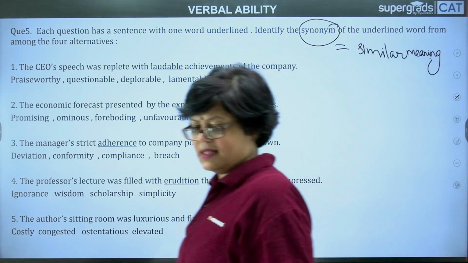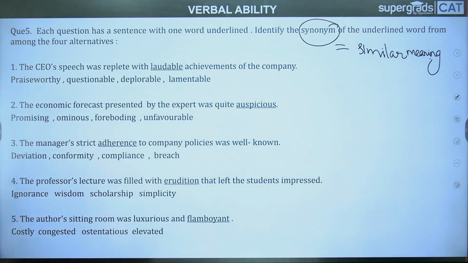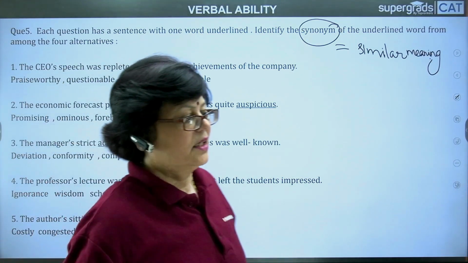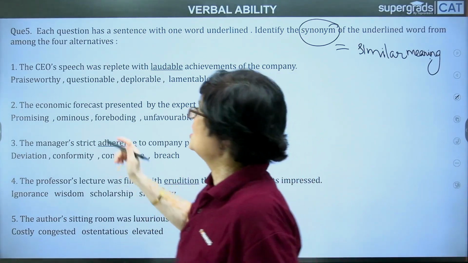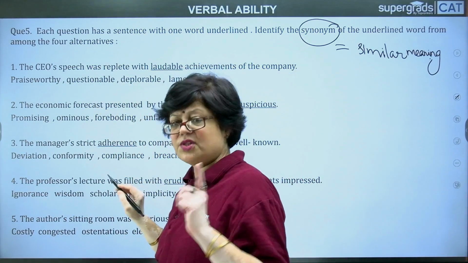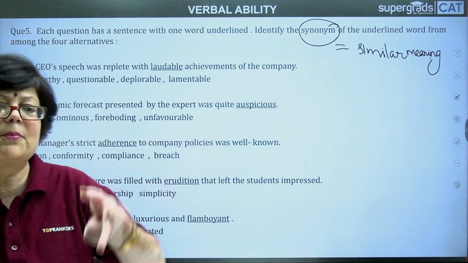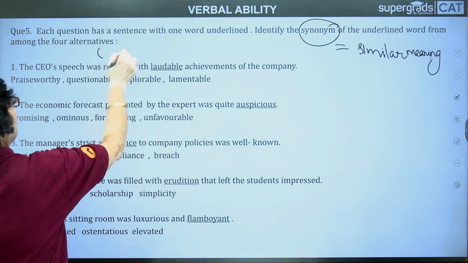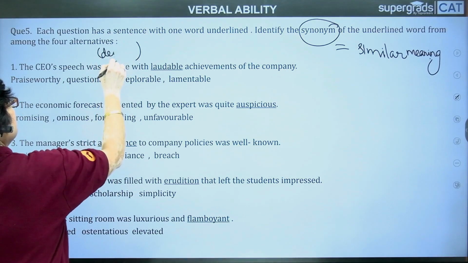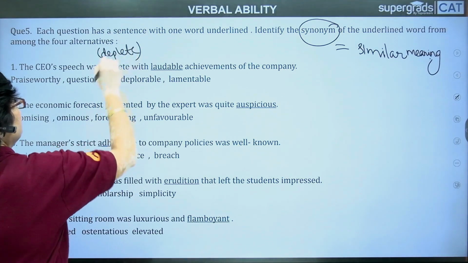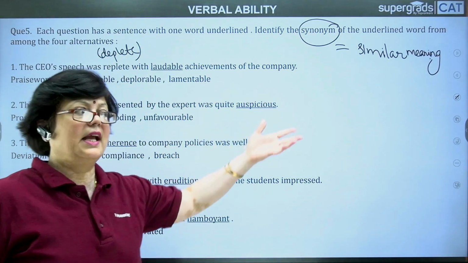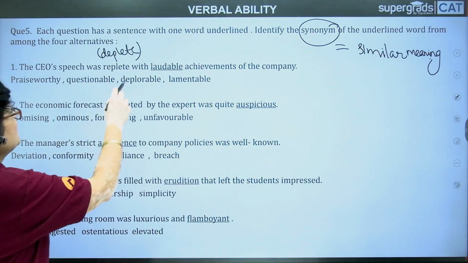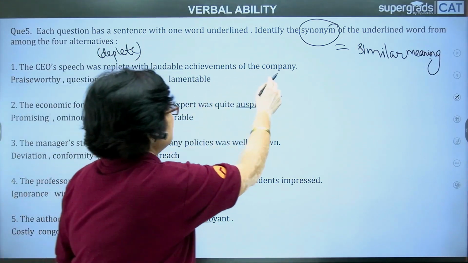Let us read the first sentence. The CEO's speech was replete with laudable achievements of the company. Replete means full of. You know this word deplete? Deplete is the opposite of replete. So you can have a connotation. Deplete means not to have. You might have heard of depletion. Okay. So deplete is not to have and replete is to have in excess. So the CEO's speech was replete with laudable achievements of the company.